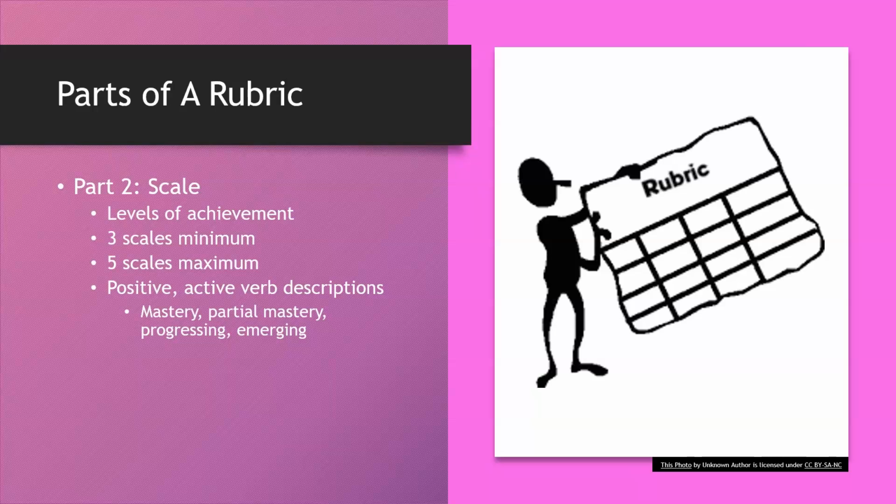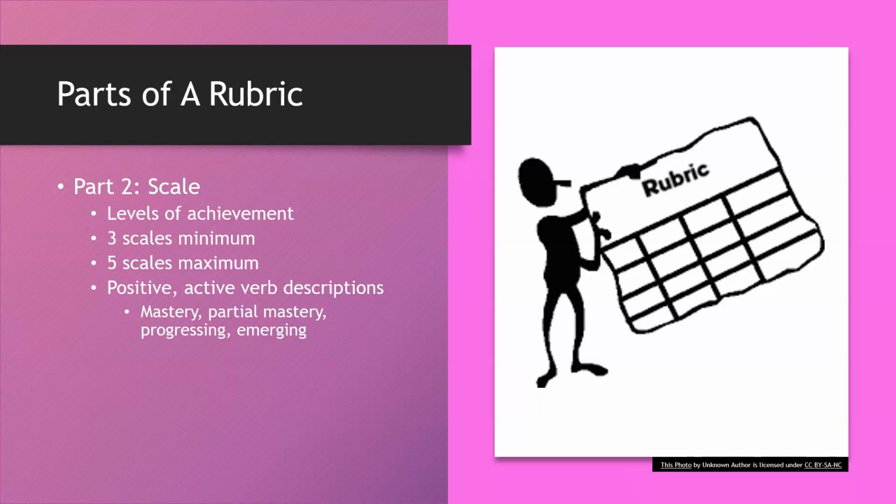So you want to try and use positive active verb descriptions. Like, for example, as we have on the slide, mastery, partial mastery, progressing, emerging. You want to try and keep it positive for the students. You also want to keep in mind that 3 to 5 scales is the appropriate amount.